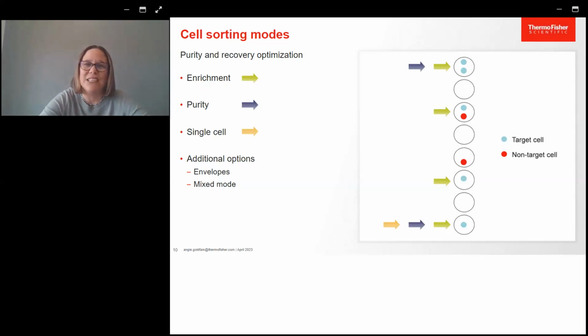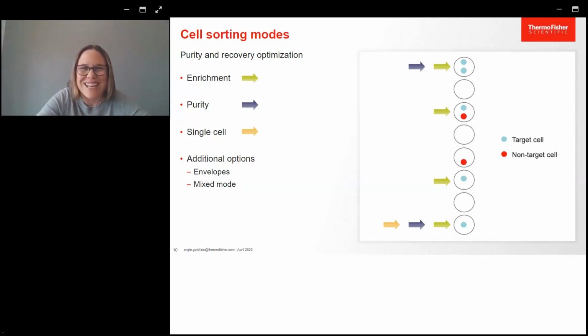Another mode we have is single mode. Single mode is meant for when you want to sort one and only one cell, and you don't even want multiple positive cells in a droplet. This is commonly used for cloning and sequencing applications, where the placement of that one and only one cell is critical to any downstream processing.